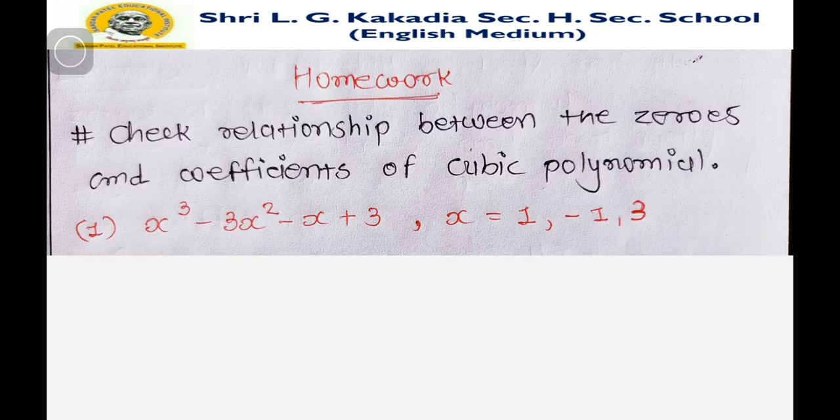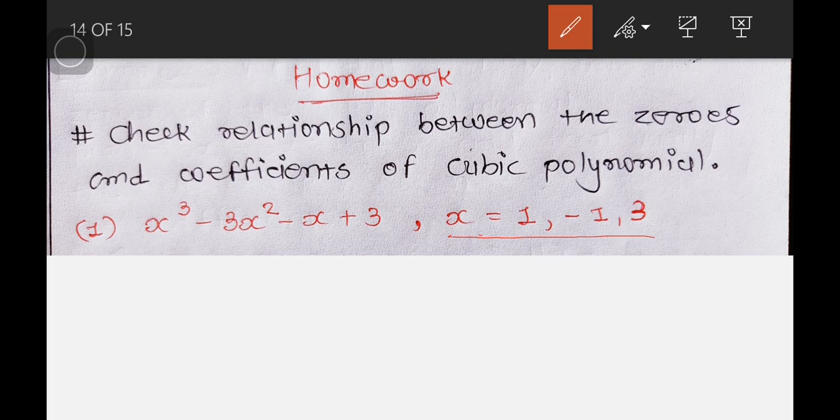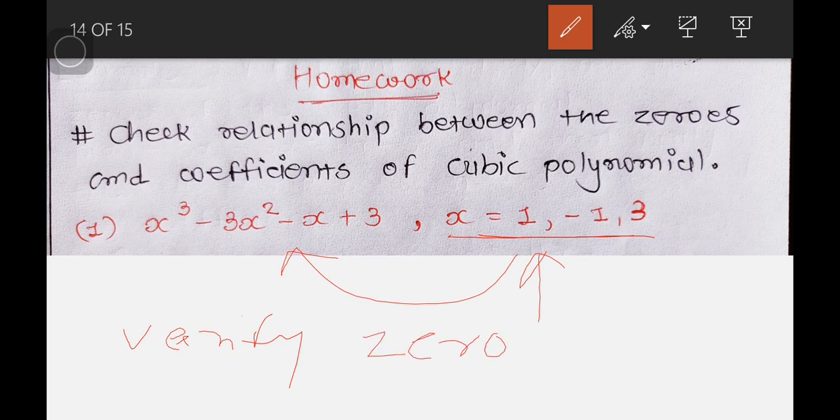So now about your homework. Here is given one example: check whether the given values are zeros of the given polynomial or not, and also check the relationship between zeros and coefficients of the cubic polynomial. Here you also have to verify the zeros. Okay, so it is your homework.